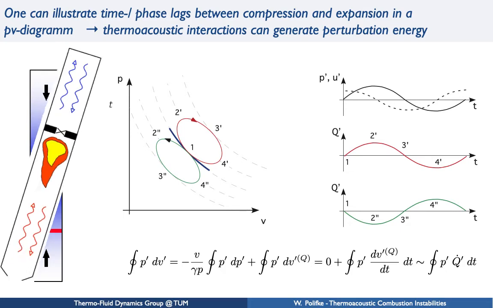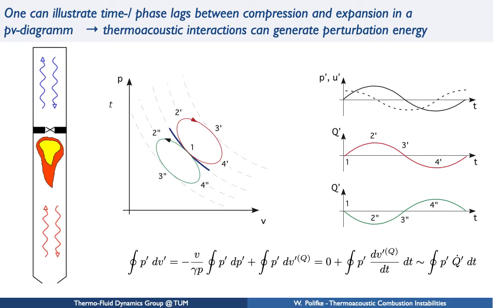You can also have a combustor, or well, for the rocket engine, it should be pointing downward. So the same physics, unsteady heat release resulting from acoustic perturbations coupling with acoustics, gives rise to thermoacoustic oscillations also in gas turbines and rocket engines. Now, what we would like to do is, of course, to analyze these phenomena.